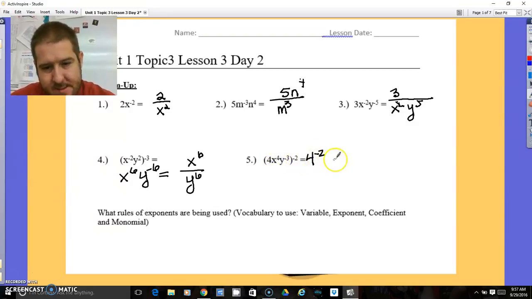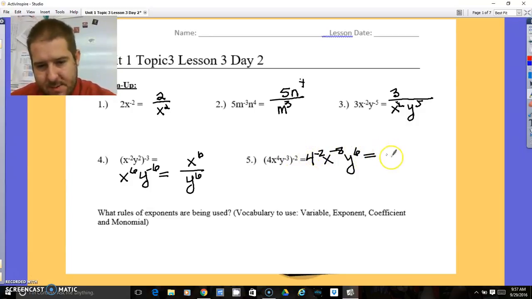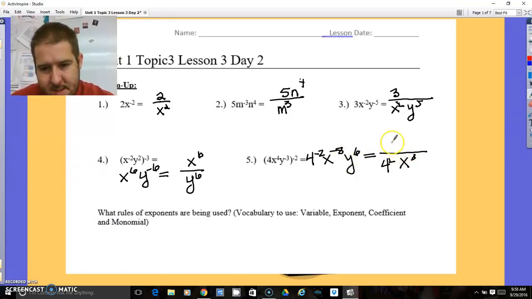X to the 4 to the negative second becomes x to the negative 8th. Y to the negative third to the negative second becomes y to the 6th. Okay, so now let's do it in 2 steps. So now 4 to the negative second goes on the bottom, becomes 4 to the second on the bottom. X to the negative 8th becomes x to the 8th on the bottom. And then y to the 6th stays on top.